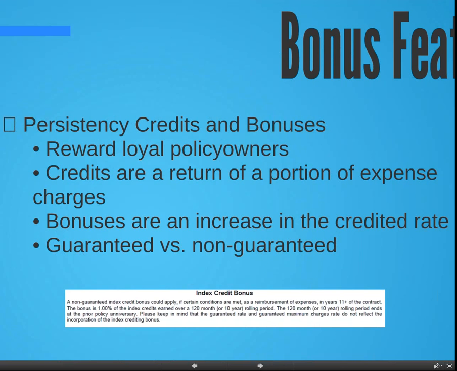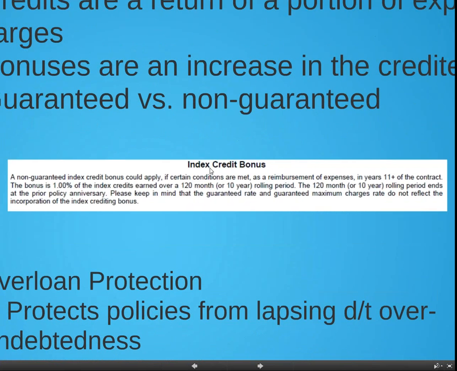And you're making it look better way in the future, and you can't predict what's going to happen. So I think that's a little bit tricky. Here's an example of what it looks like, a non-guaranteed one you need to be aware of. So here's the index credit bonus. It's basically saying that they're going to pay 1% of the index credits after the year 11 of the contract.